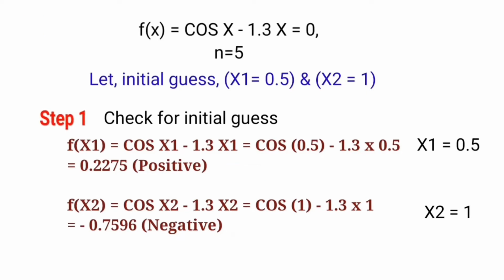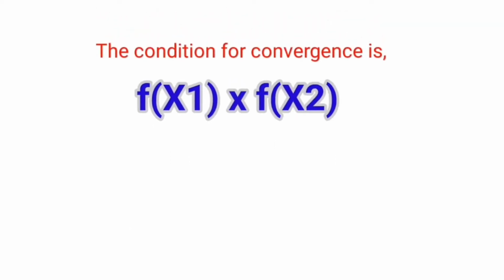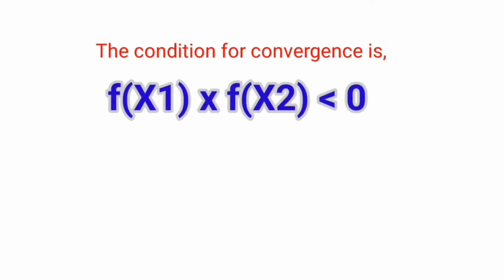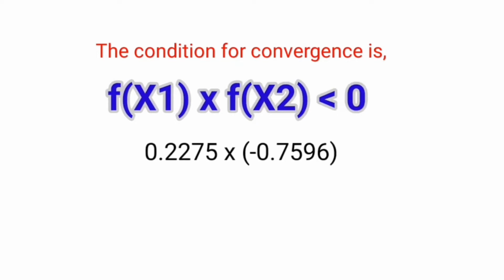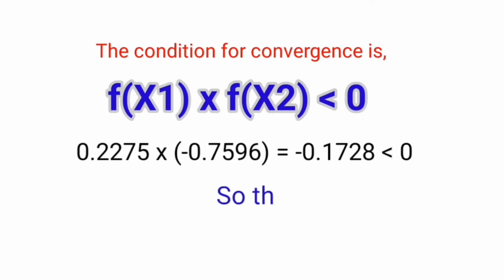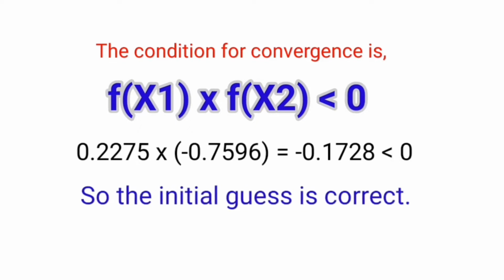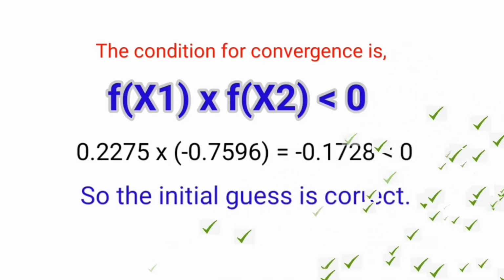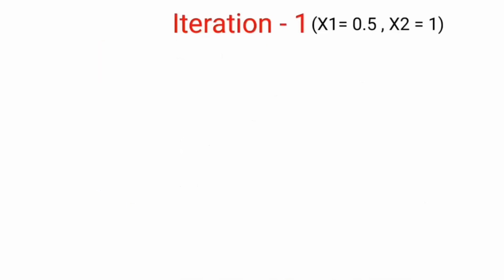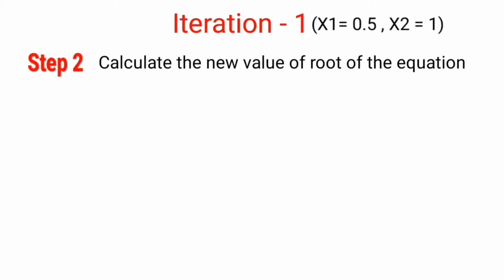Now you have to see the condition, that is, the condition for convergence is f of x1 into f of x2 should be less than 0. So put the values of f of x1 and f of x2, and the product should be less than 0. As it is less than 0, the initial guesses that we have considered are correct. Next step is to go for the first iteration.